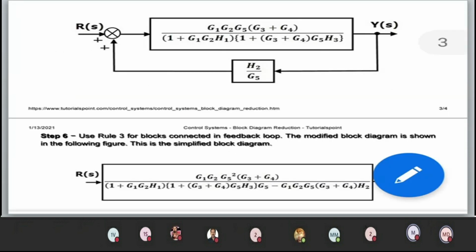I hope you have understood the various aspects of block diagram reduction. And when you approach the GATE examination, try to use the rules which will reduce the complexity. And try avoiding rules related to summing points unless it is very, very necessary.